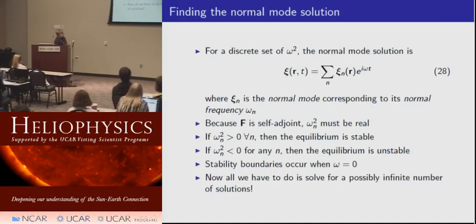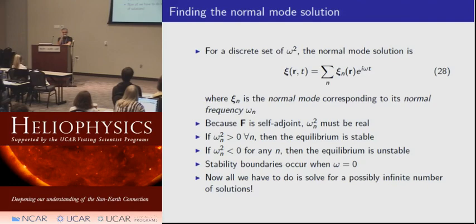So if omega squared is greater than 0, then omega can be positive or negative, and the equilibrium is stable. It is purely oscillatory. If omega squared is less than 0, for any n, then the equilibrium is unstable. What does this tell you? That omega squared positive and omega squared negative, which are separated by omega squared equal to 0, is a strict boundary between stability and instability. Are you with me? Right?